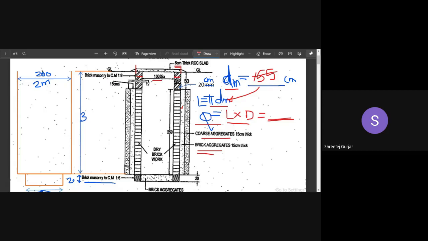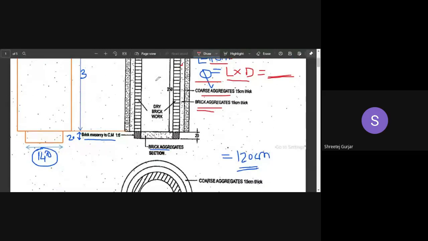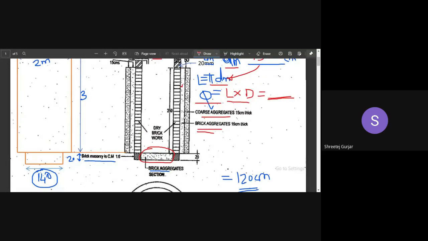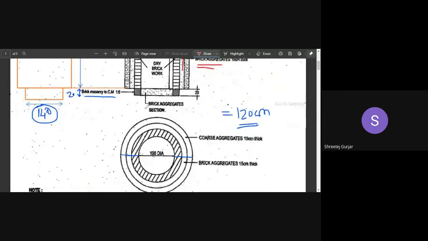So with this, all of your calculation is over. Have we left out any of the things? We have calculated all the quantities, right? Okay. So one more quantity we are left with is your brick aggregate in the bottom section. This we have not calculated. We have calculated brick aggregate in this layer, but similarly we have brick aggregate over here also, so that we need to calculate. It is not circumferential, it is filled entirely at the bottom. The entire thing is filled.